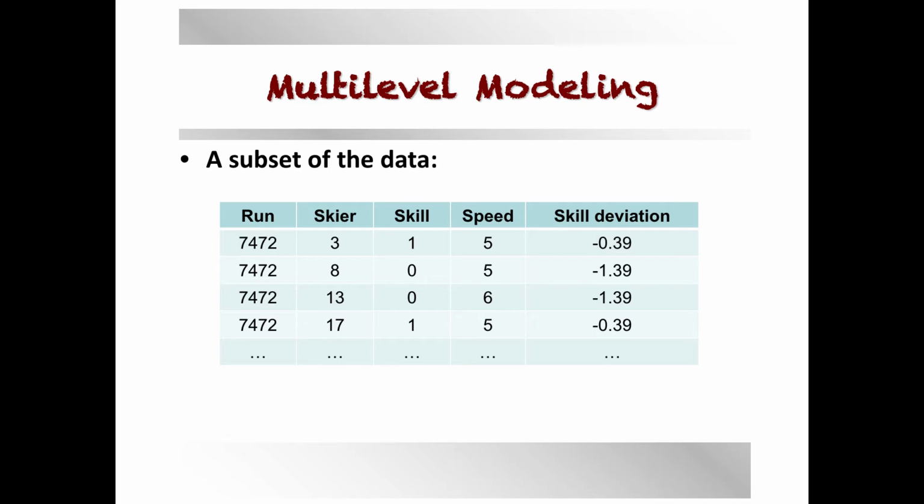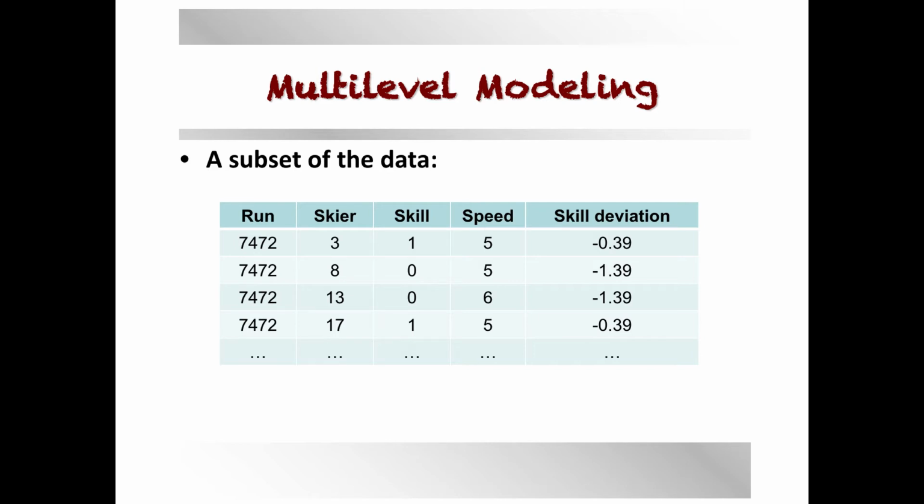We have just a bunch of zeros and ones here, 2 zeros, 2 ones to start, and then speed is either 5 or 6, and the higher the number for speed, the faster the skier went, and presumably was more successful. Skill deviation I just included there to suggest that when you're adding in a predictor like that, you might be taking a z-score of it, a standardized score of skill.